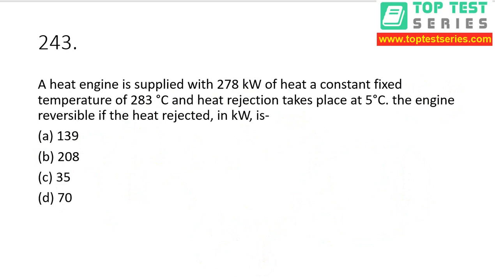Question number 243. A heat engine is supplied with 278 kilowatt of heat at a constant fixed temperature of 283 degrees centigrade, and heat rejection takes place at 5 degrees centigrade. The engine is reversible. The heat rejected in kilowatt is. So we have to find out this, right? And the engine is reversible. It is talking about the engine being reversible, right?